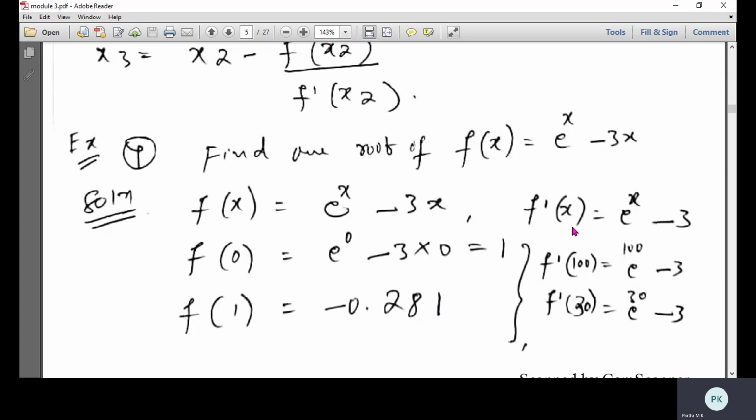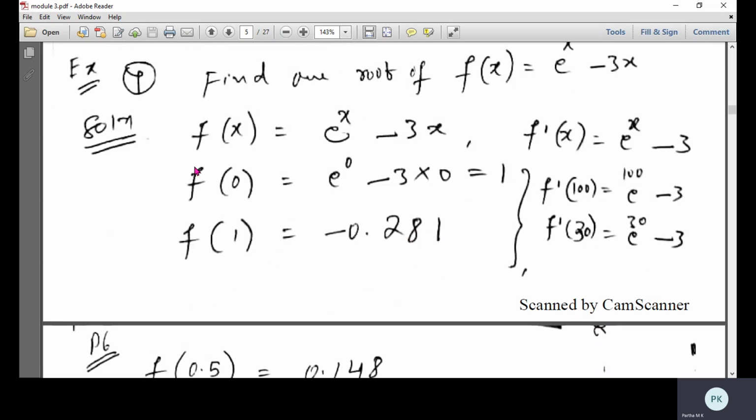Now suppose I put x is equal to 100. From f(x), you find f dash, that means differentiate. Differentiation of e to the power x is e to the power x, differentiation of 3x is 3. Now if I take f dash of 100, put x is equal to 100: e to the power 100 minus 3. F dash of 30, put x is equal to 30 here: f dash of 30 is equal to e to the power 30 minus 3.